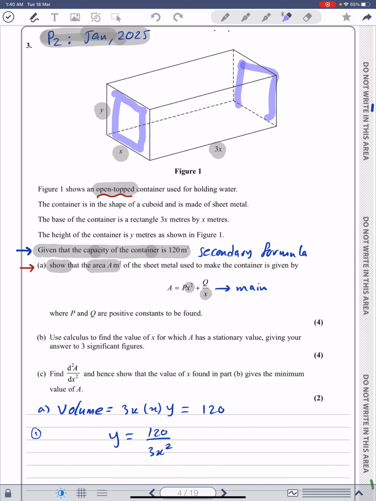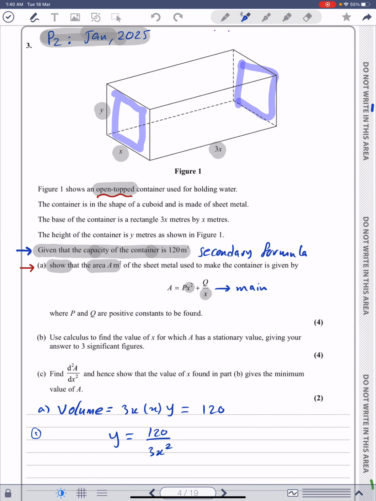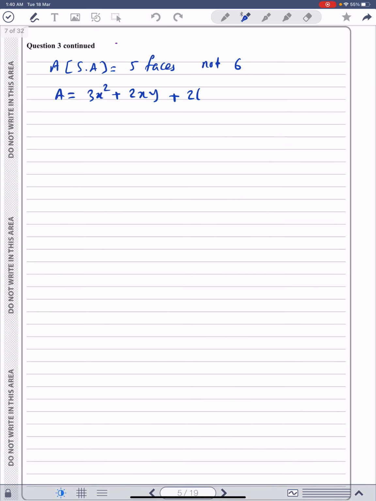2 pairs of faces, which is this one and this one opposite to it. Each one has area of xy. So both of them, 2xy. And the last pair, 3x times y, which is this one opposing this one. So you have 2 times 3x times y. Giving that by simplifying the like terms, 2xy plus 2 times 3, 6xy, 8xy, where y equals 120 over 3x squared.